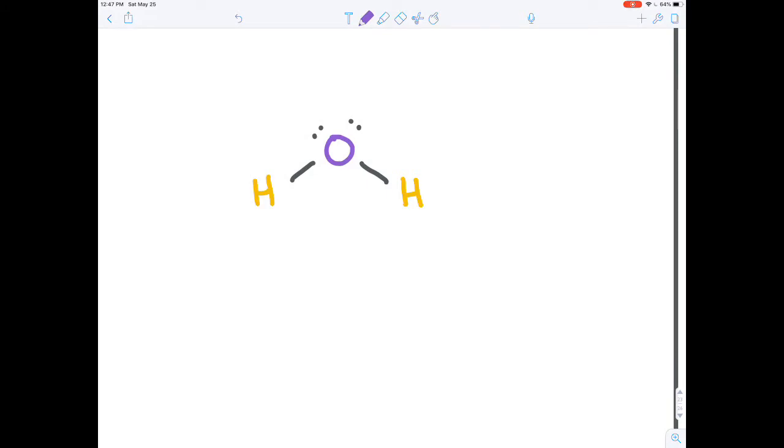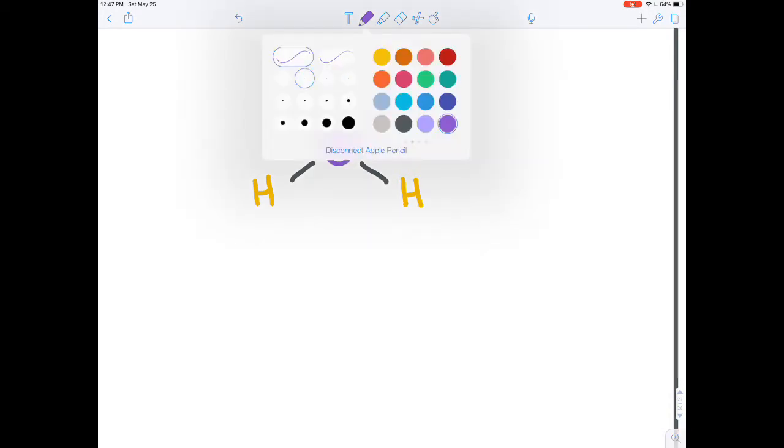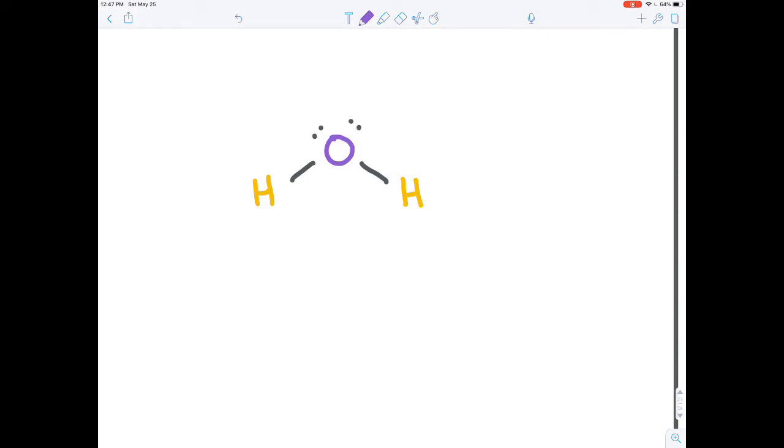So the electrons are going to be more attracted to the oxygen. The electrons are going to spend more time around that oxygen. And so the oxygen is going to be slightly, and the symbol for slightly is this lowercase Greek letter delta. It looks kind of like a squiggly D. It's going to be slightly negative.